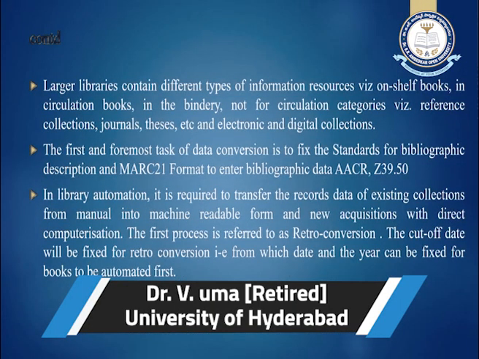The first and foremost task of data conversion is to fix the standards for bibliographic description: MARC 21 format to enter the data according to AACR, Anglo-American Cataloguing Rules, and Z39.50 for data exchange. In library automation, it is required to transfer the records of existing collections from manual to machine-readable form, and for new acquisitions with direct computerization. The first process, moving the existing collection to the new automated function, is called retro conversion, of old data.